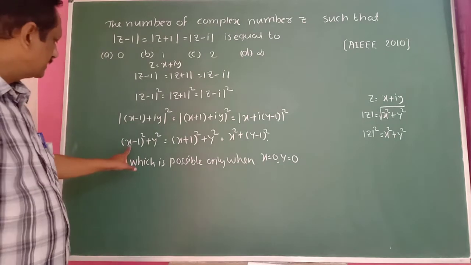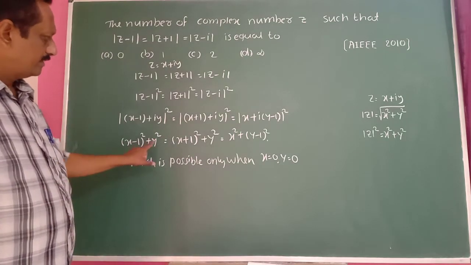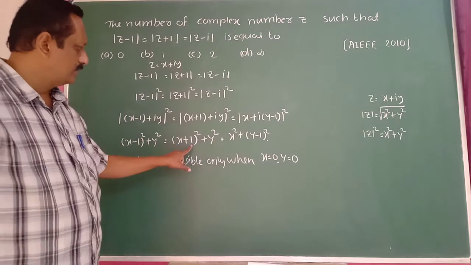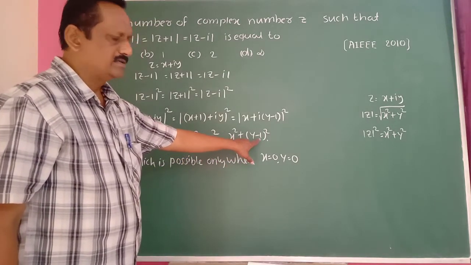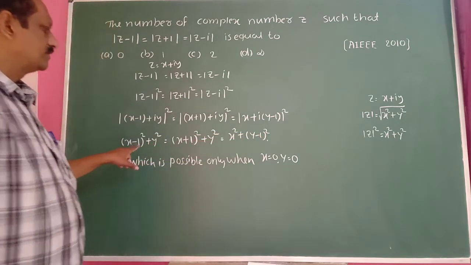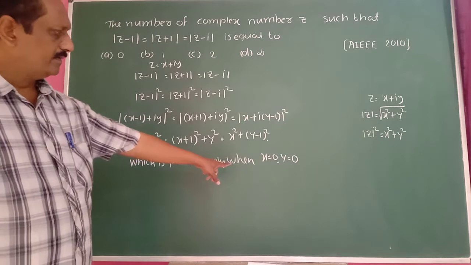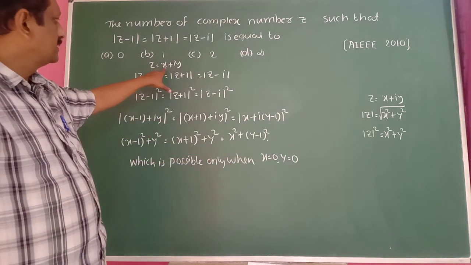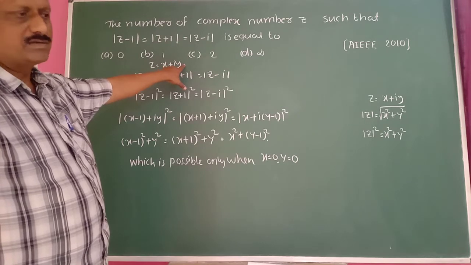When x is 0, y is 0, minus 1 whole square is 1. When x is 0, y is 0, 1 square is 1. When x is 0, y is 0, and minus 1 whole square is 1. So each term is equal to 1 here. Therefore, this is possible when x is 0, y is 0, means z is equal to 0.